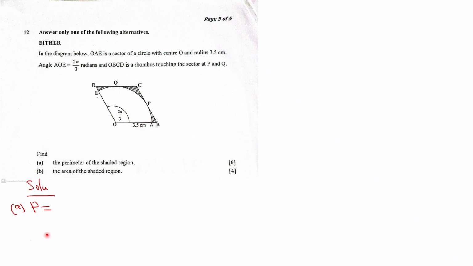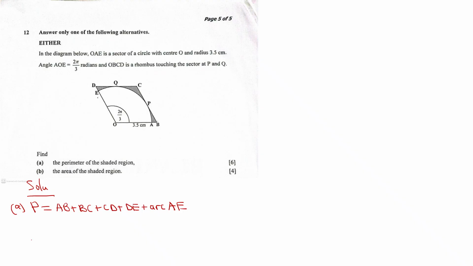So let's write down the formula. The formula for the perimeter will be the line AB plus the line BC plus the line CD plus the line DE plus the arc EA, or you can say AE. So this is the formula that we are going to use to find the perimeter.